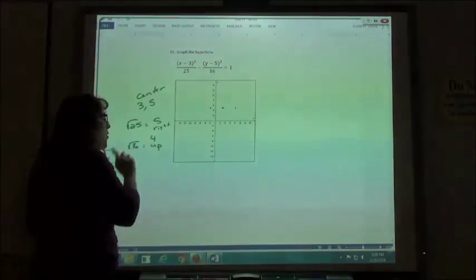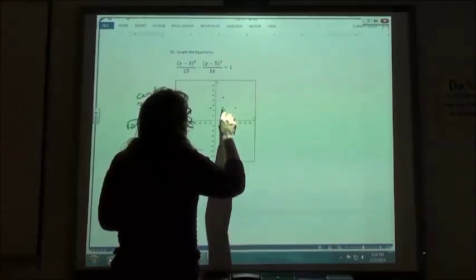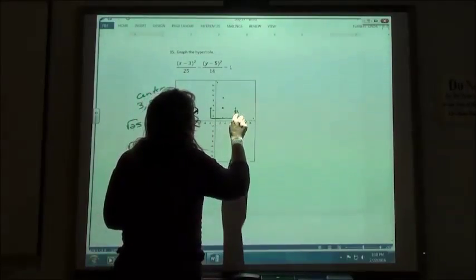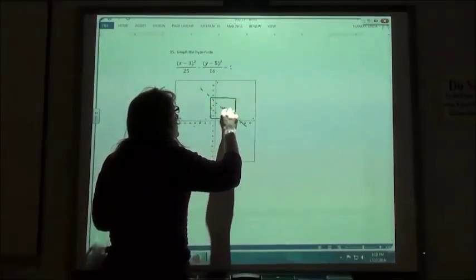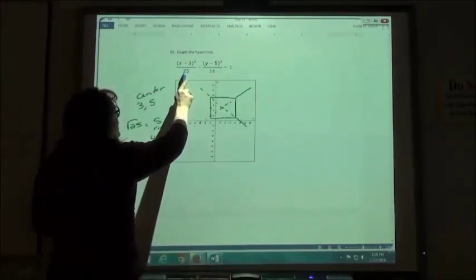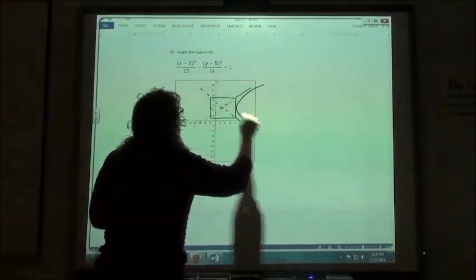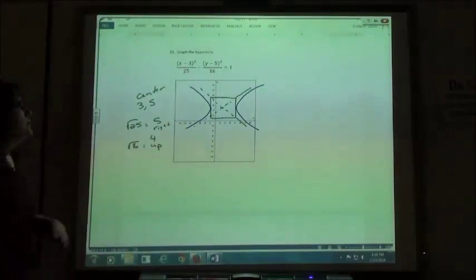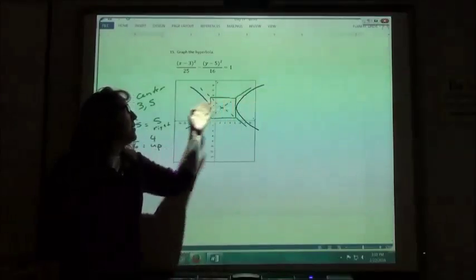And 4 up. Square root of 16 is 4. I didn't even write that. 4 up. 1, 2, 3, 4. 1, 2, 3, 4. That is going to draw a rectangle on Alex with the diagonals through the center. Since I did the right direction first, my hyperbola should open up to the left and to the right. So if the x squared is positive, my hyperbola opens up left and right.